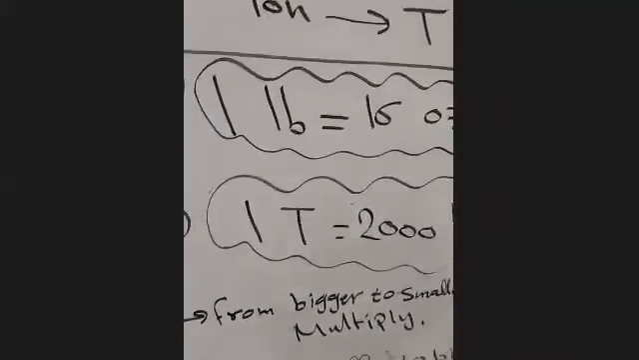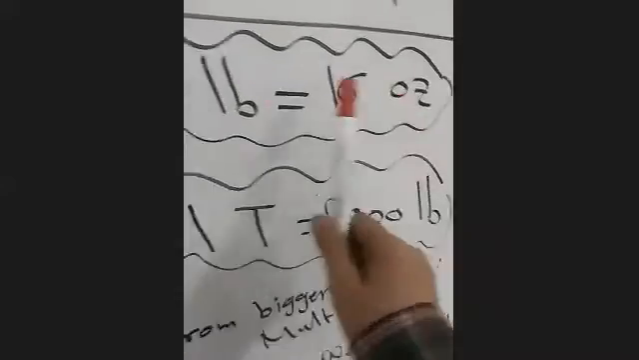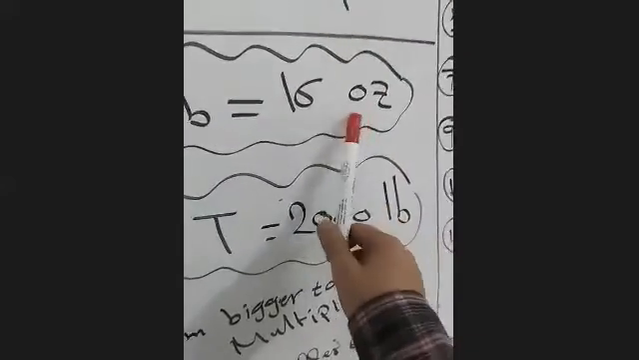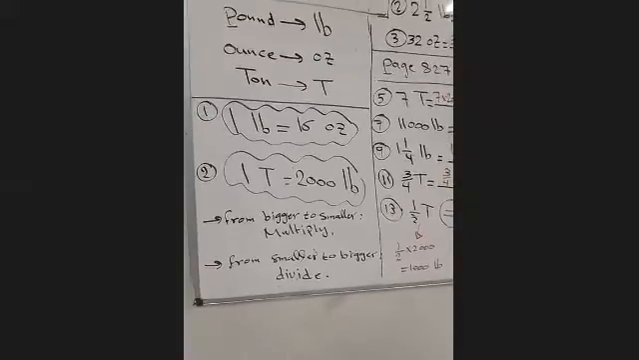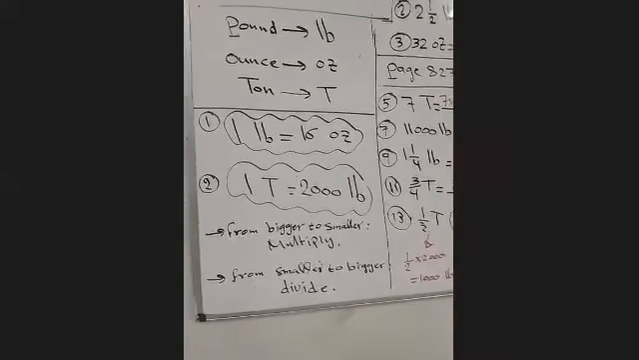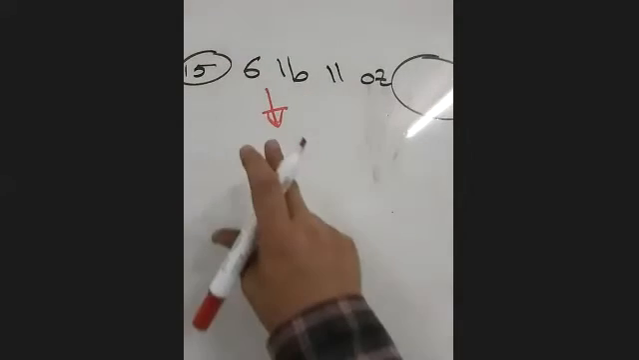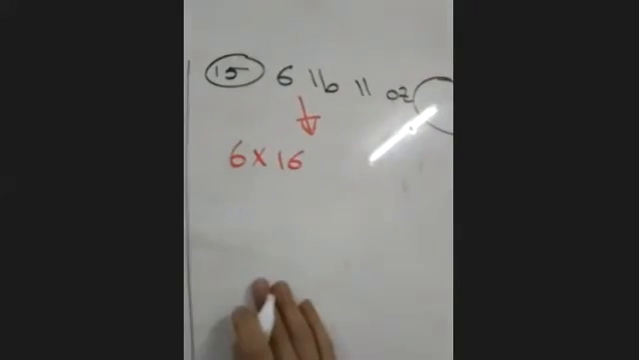Mister, we want to turn the pound to ounce. From bigger to smaller, what do we do? Multiply. Multiply by 16. So here I will multiply 6 by 16.